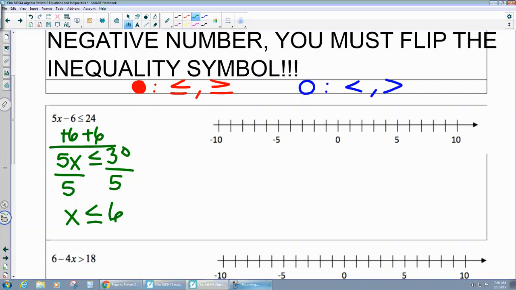So, first things first, let's put an open circle at 6. And now let's think about our numbers. 6 is here, and on either side is 5 and 7. I want numbers that are less than 6. I just want to test these two numbers: is 5 less than 6, or is 7 less than 6? 5 is less than 6, so we're going to shade towards 5.